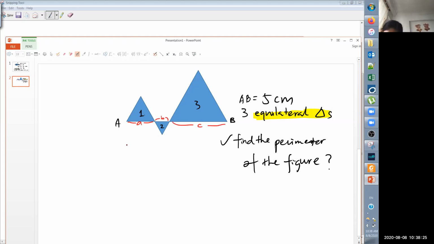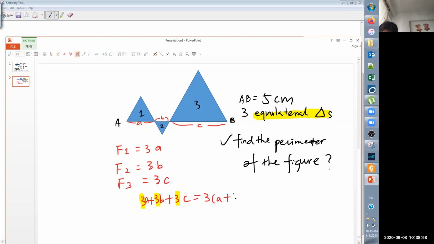So what you need to do is you can see your figure 1. The perimeter of figure 1 is 3A, right? And then the perimeter of figure 2 is actually 3B. And subsequently figure 3 is 3C. So you just need to add up, and that will give you the perimeter of the figure, right? Can you see that you have a common factor 3? So you can take out the common factor 3, then you are left with A plus B plus C. Am I right?